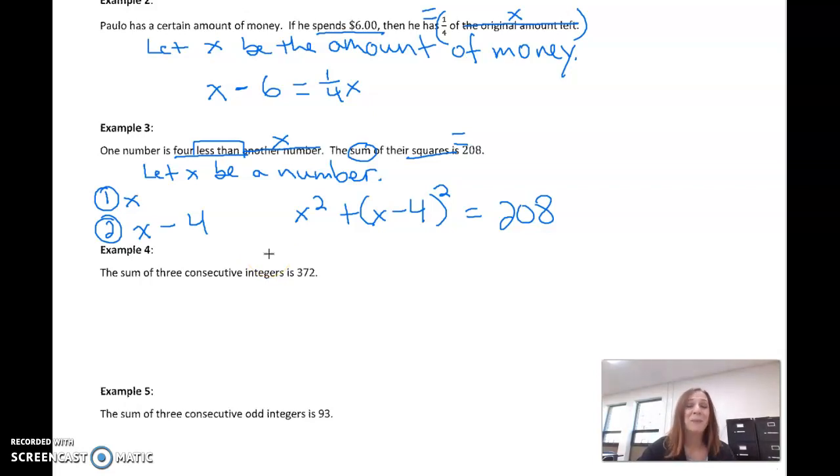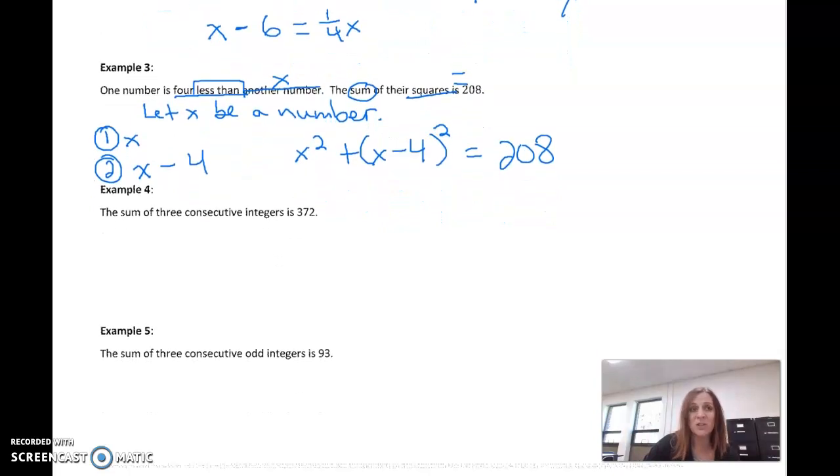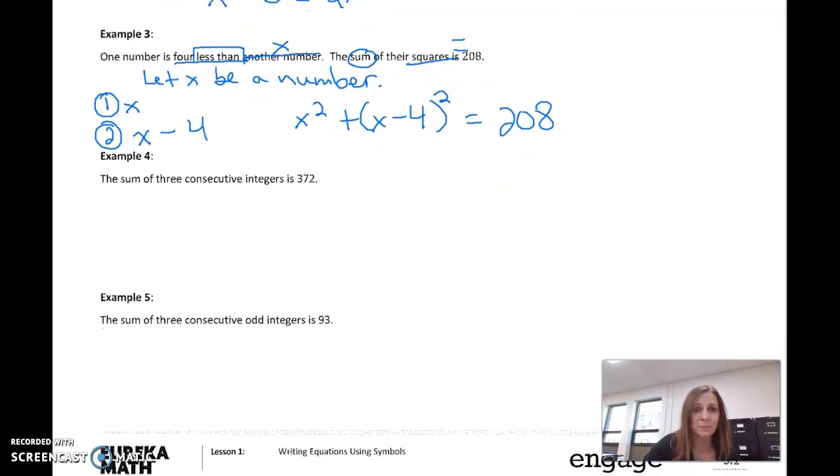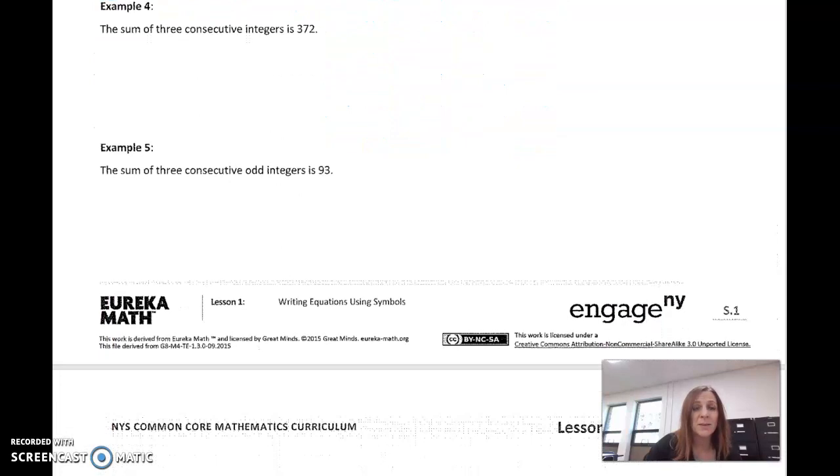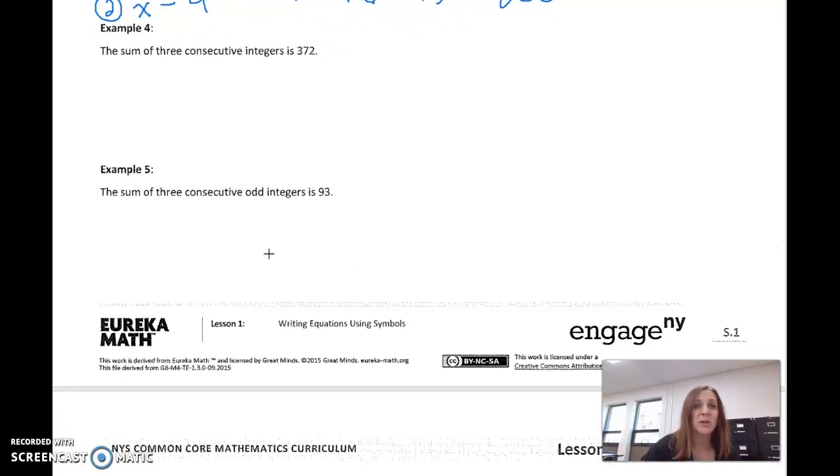So anyway, again, break them apart into pieces, and then it's easier to put back together. The next two you want to pay really close attention to because these are going to keep coming back up, and we just have to have some understanding about what they mean. The sum of three consecutive integers is 372.